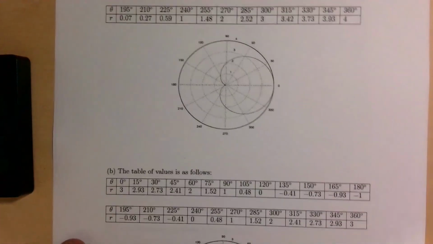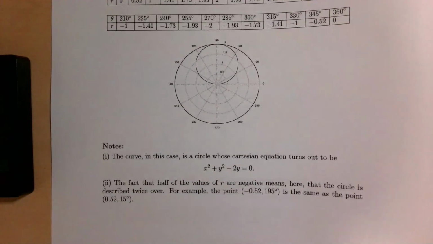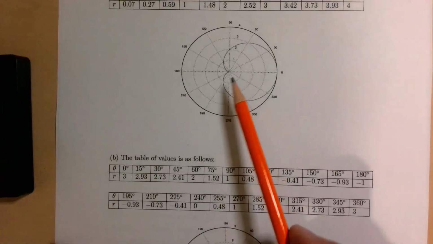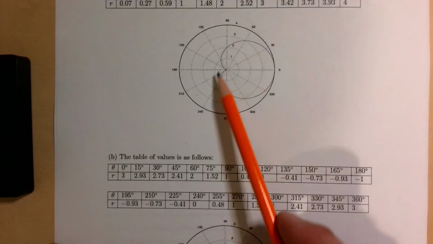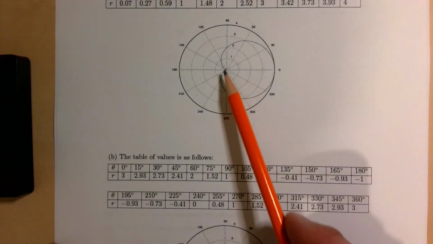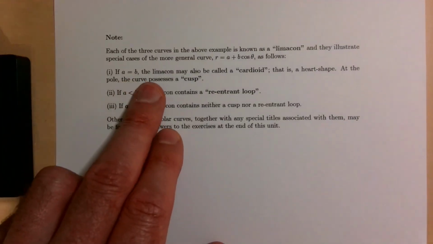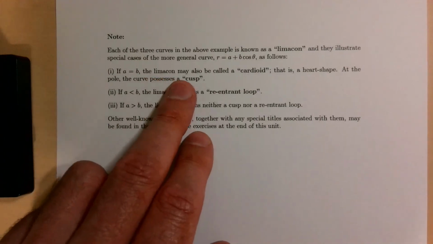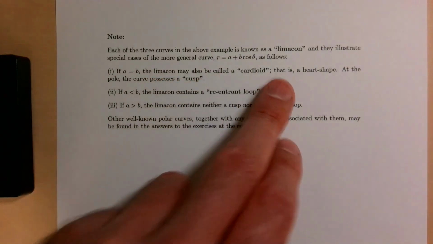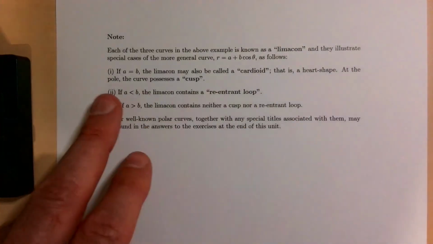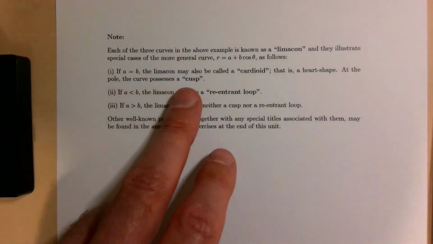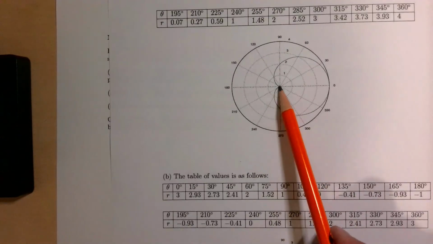Let's see. For the first one, 2 upon 1 plus cos theta, it ends up looking like this here. And that's where the two things end up the same shape as each other. It talks about this on the next page. It says if A equals B, these are all limaçons, the limaçon may be called a cardioid because it looks a bit like a heart shape. So this is our shape here. At the pole, the curve possesses a cusp. This is our cusp, just coming in here.